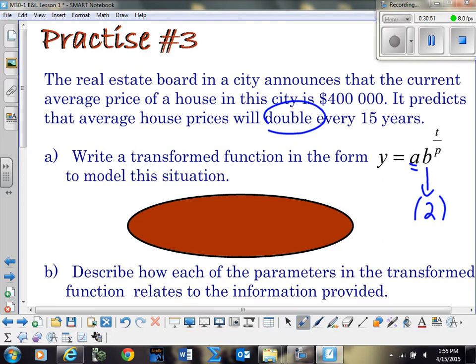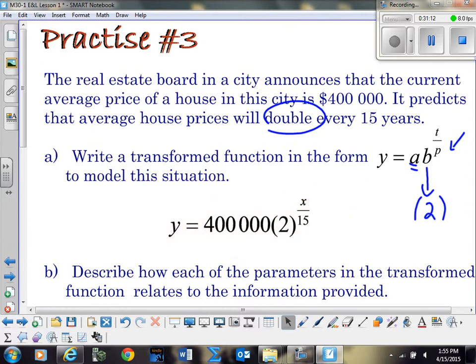So the big mistake people make here is whether to put 15 in for T or P. In the last example we used D, but the denominator is the time it takes to double. So the 15 is the denominator. So if we put this together, it looks like this equation. Once you have an equation, we can answer many questions based on it. Describe how each of the parameters in the transformed relates to the information.